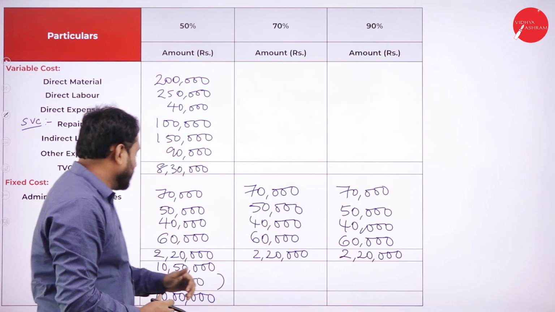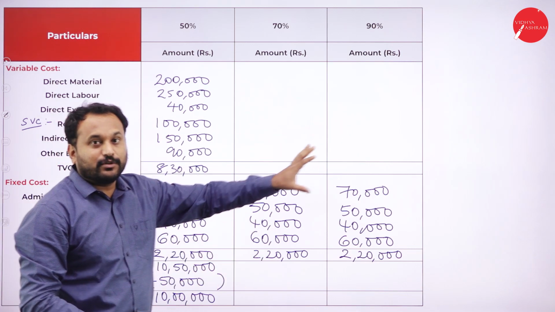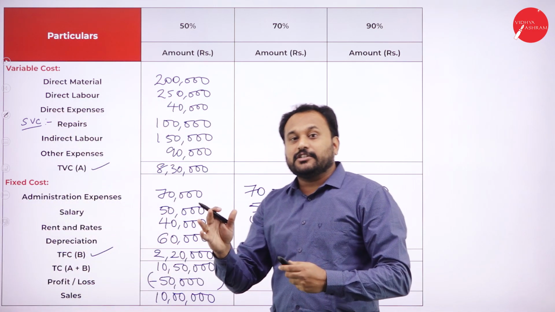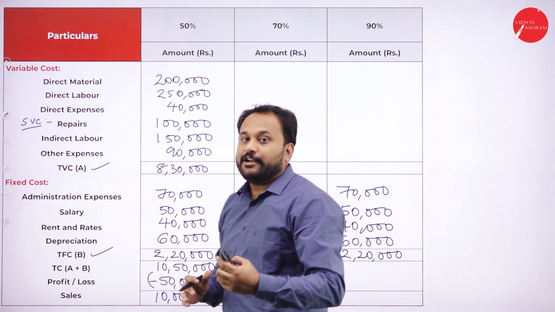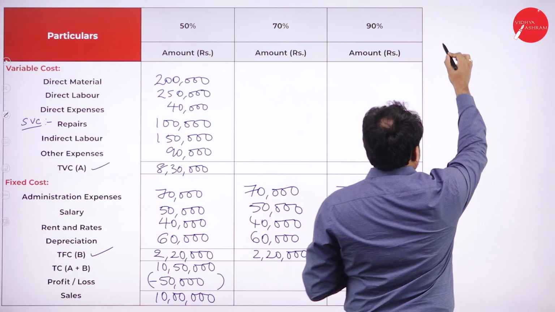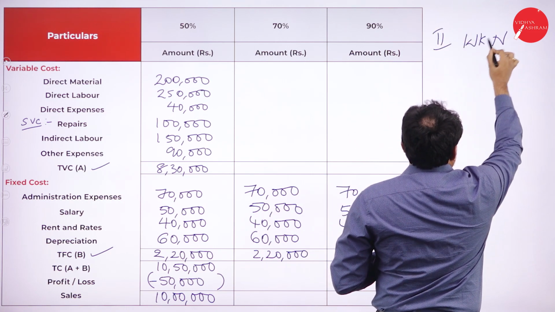So let's go with the next one here. We need to add it. Before that we should write the variable cost as well. So let's go with the variable cost. Now there is a calculation of variable cost, which is the second working note which I'll teach you here. Let's go for the second working note. So here we will write the second working note.